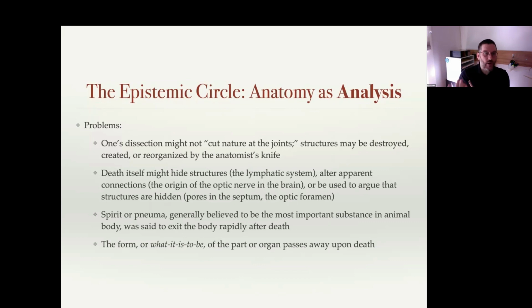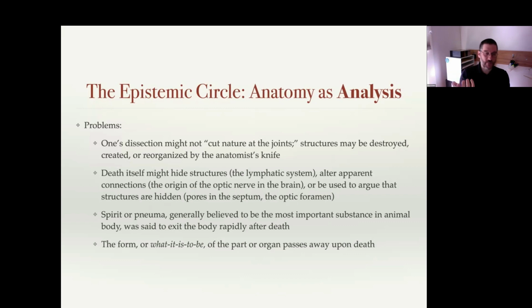Structures may be created or reorganized by the anatomist's knife. Death might hide structures. The lymphatic system was only really discovered in the 17th century. That's a whole system of the body that death made difficult to detect. Death can alter apparent connections, as we'll see, such as the origin of the optic nerve in the brain. It can be used to argue that structures are hidden, such as the septum of the heart or the optic foramen, the hole in the optic nerve, supposedly all difficult to see in death, but supposedly there in a living body.